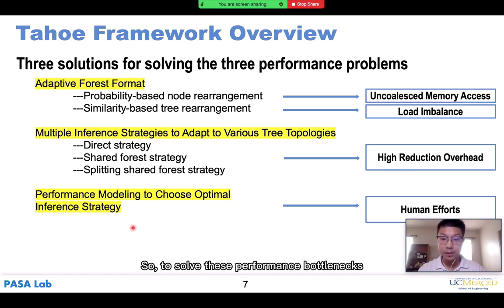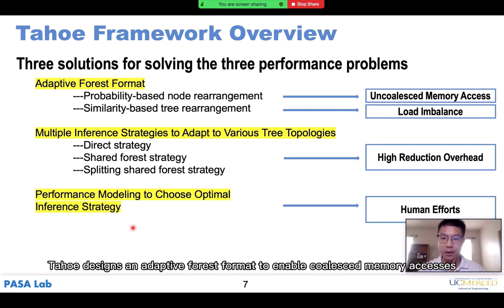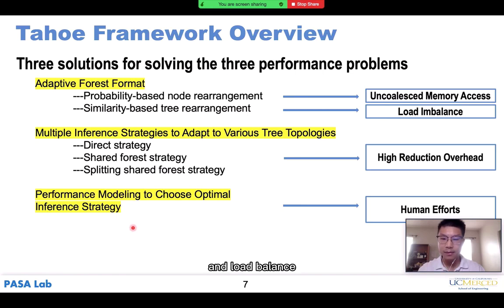So, to solve these performance bottlenecks, this paper proposes Tahoe, a tree structure-aware high-performance inference engine on GPU. Tahoe designs an adaptive forest format to enable coalesced memory accesses and node balance. Besides, we introduce a set of inference strategies, each of which uses shared memory differently and has different implications on reduction overhead. We also introduce performance models to guide the selection of inference strategies. Then, we will introduce them in detail.